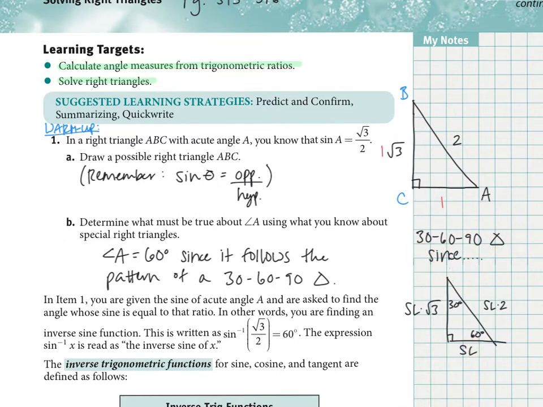Again, this is a little bit of a tough warm-up to look at and figure out, but I wanted to challenge you with this. So it says determine what must be true about angle A using what you know about special right triangles. Keep in mind that was kind of our hint. We were looking at special right triangles, and we really only know 2 of them. Equilateral is not a right triangle. So we know from this pattern that angle A has to be 60 degrees to follow that pattern. That was definitely a good, strong warm-up for us to go through.